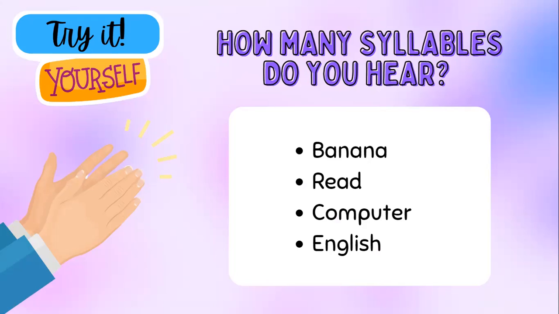Now you can try with the word read. How many times did you clap? I'm going to show you. Read. I clapped 1 time. So read has 1 syllable. Now I want you to try the word computer. The word computer, if you clapped, it has 3 syllables. Com-pu-ter. I clapped 3 times.